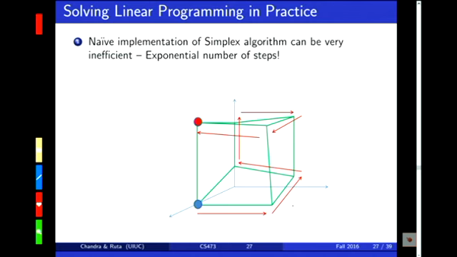This is called the Klee-Minty cube actually. Okay, so in the worst case, if you don't do any smart pivoting, or actually there is no smart pivoting known where the simplex is polynomial time. So in the worst case, it could take exponential time.